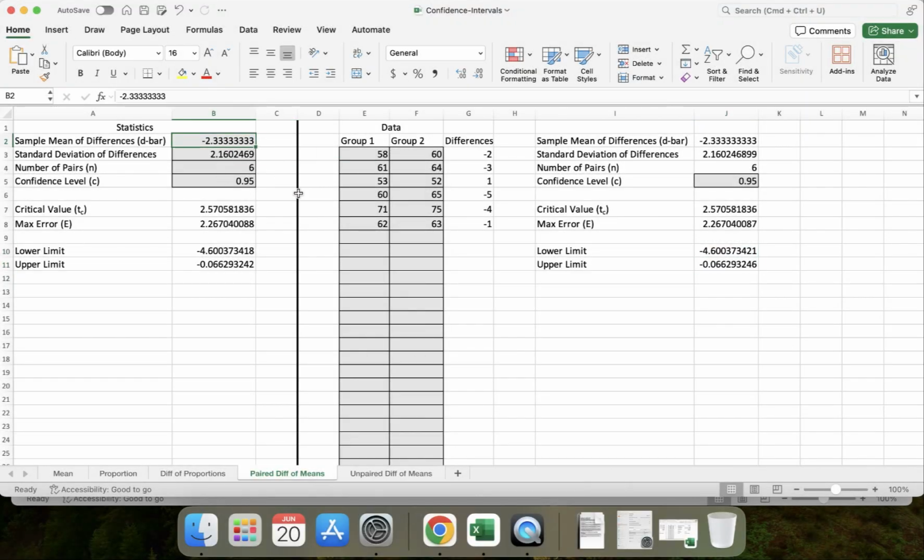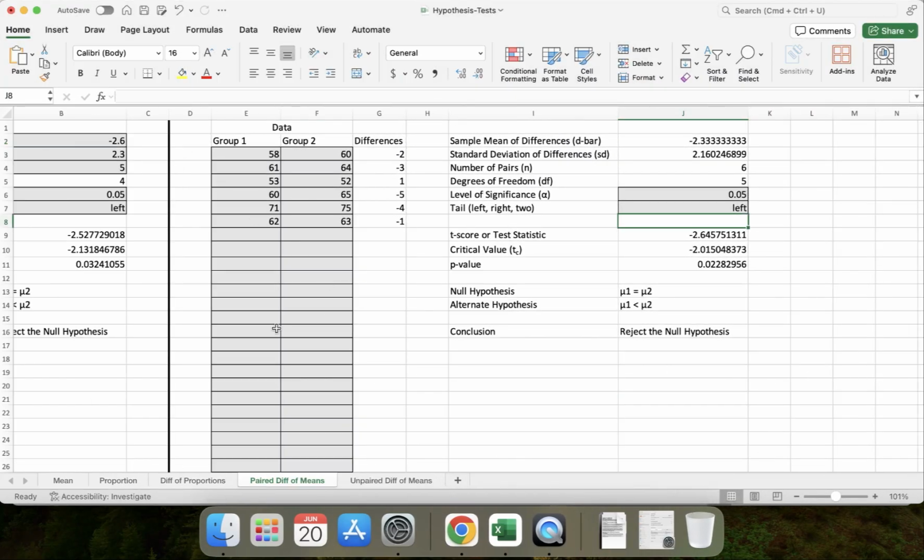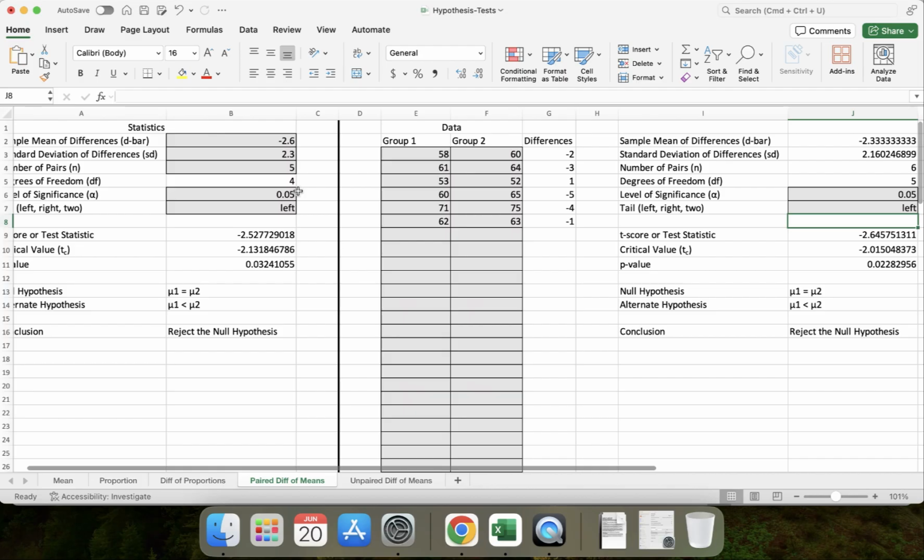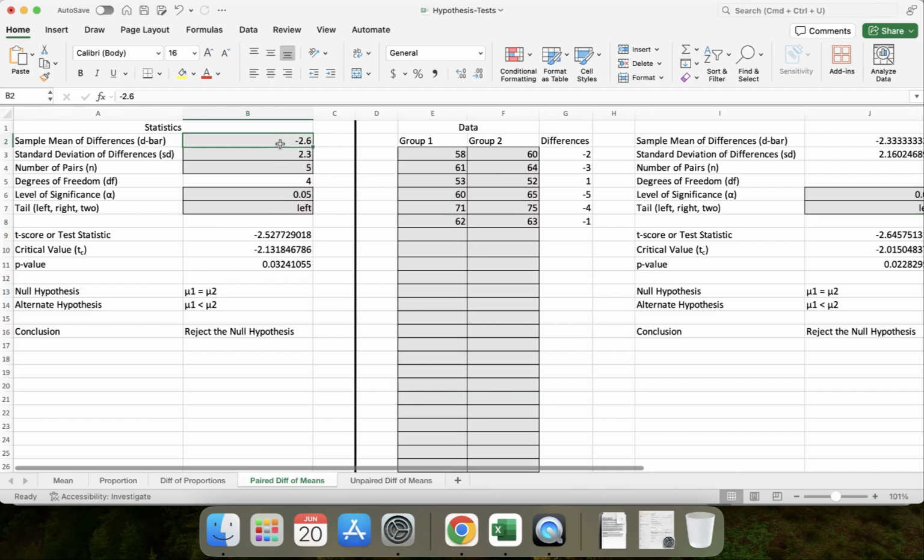So over here, we need d bar. We need the standard deviation of the differences. We need the number of pairs n. Oh, and I'm looking at the wrong file. Good thing they're really similar. Okay, d bar, sd, n. Degrees of freedom are calculated, so that one we don't want to plug in. If it's white, don't change it. Level of significance didn't really tell us in the problem, I don't think, and then we need the tail.